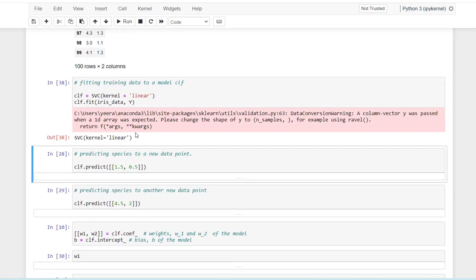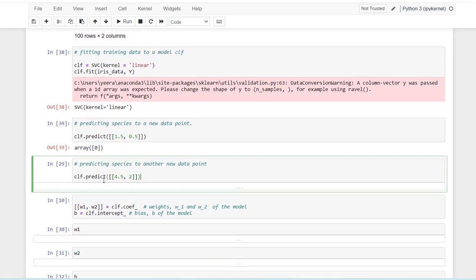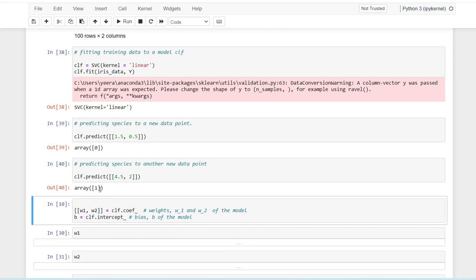So now the model is trained, and then we want to make a prediction, right? If you want to make a prediction on this new data set, just type clf, which is the model, dot predict. The output is 0, so 0 means Setosa. If you want to predict another new data, this one, 4.5 is the petal length and 2 centimeter is the petal width. Which flower species does this belong to? Let's see. So 1. 1 means it's a Versicolor.